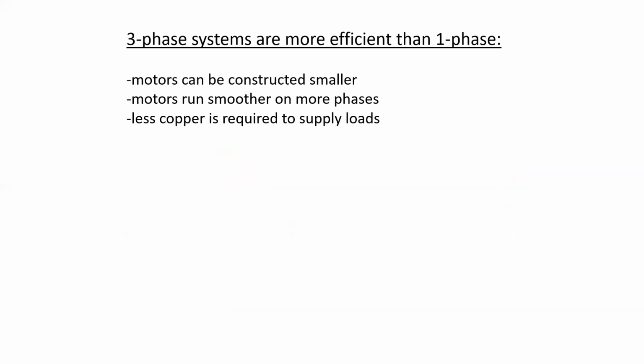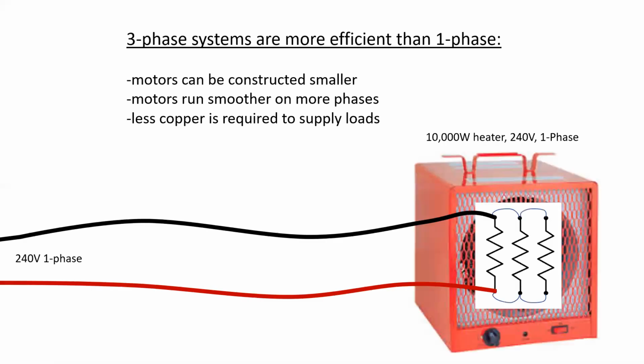Less copper is required to supply loads. Well, let's take an example. This is a 10,000 watt electric heater rated 240 volts single phase. Each of those windings or heating elements is rated for 240 volts, so we've put them in parallel, ensuring that each get their rated voltage. 10,000 watts divided by 240 volts would then mean that we have 41.6 amps that is flowing to and from the heater. If we took that to the Canadian Electrical Code, just as a baseline wire size, we would get two number 8s copper conductors if installed in conduit.